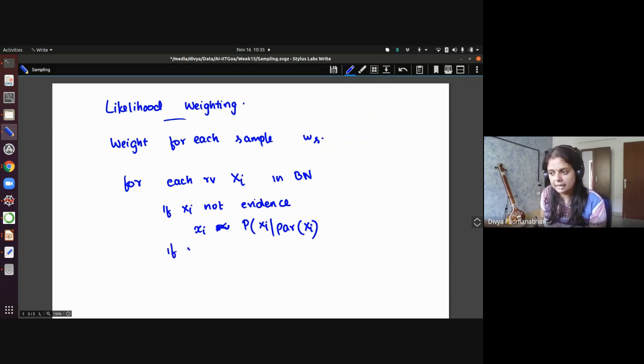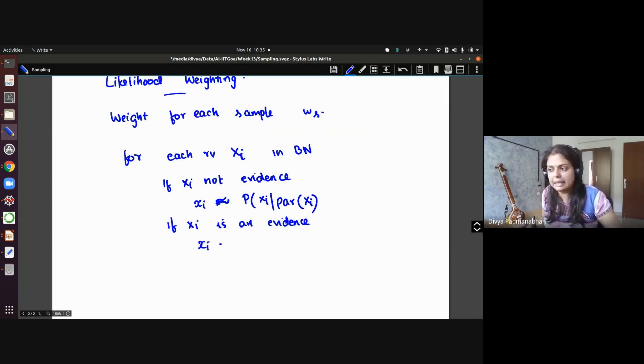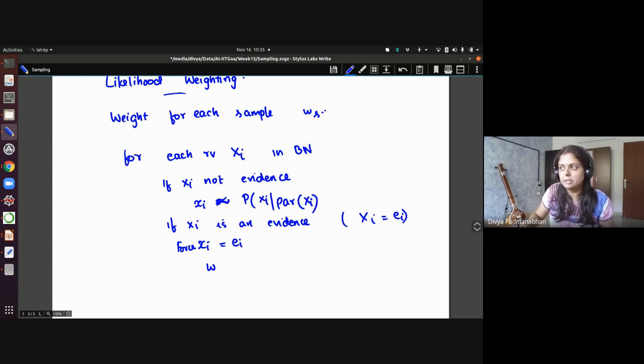Now, if xi is an evidence variable, then you set it to be ei itself. So in the evidence you got, it had to be ei. So you force xi to take the value ei. Now you do some adjustment with the weights. Initially you start off with weight for each sample, ws, as 1. And at this point you've done some adjustment here. Instead of exactly sampling, what you've done is you forced this value.